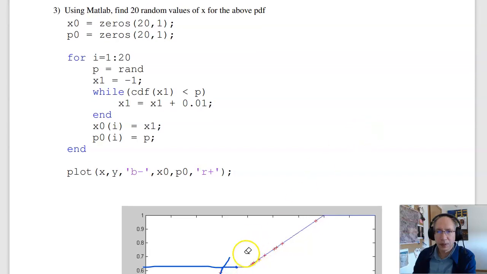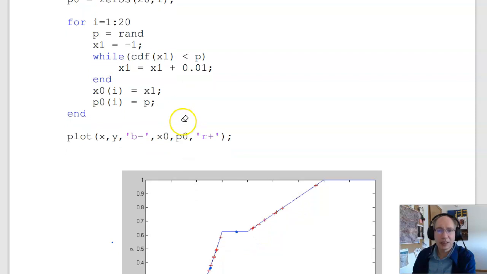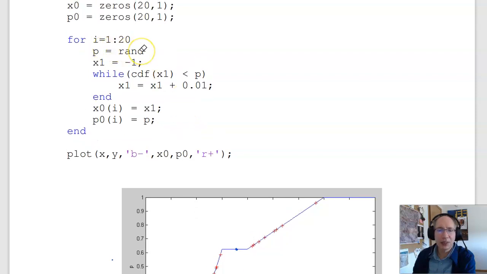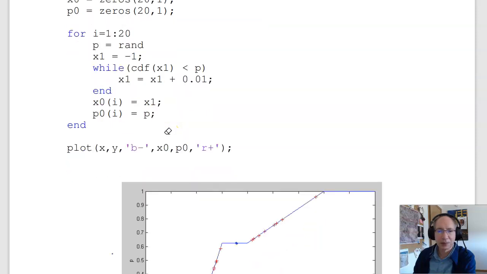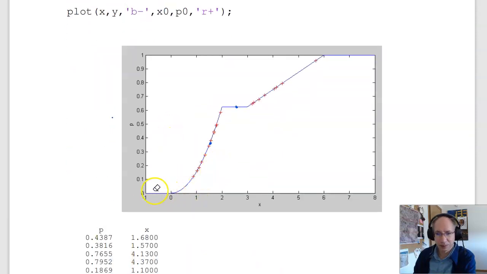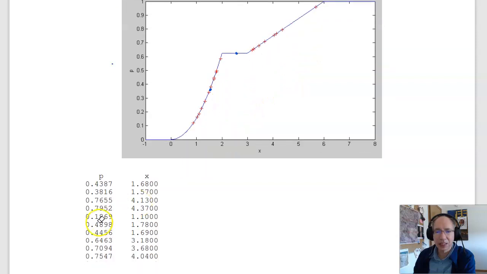Oops, come back. Erase. So doing that, what I can do is guess 20 random p's. From that, determine x that corresponds to that p. In this case I swept from the left to find it. The points lined up on the CDF, so that's good. And here's p, here's the corresponding x's. And notice there's no x's between 2 and 3 because this is flat. The PDF was 0 in that range.